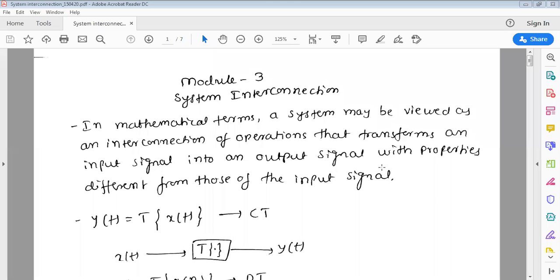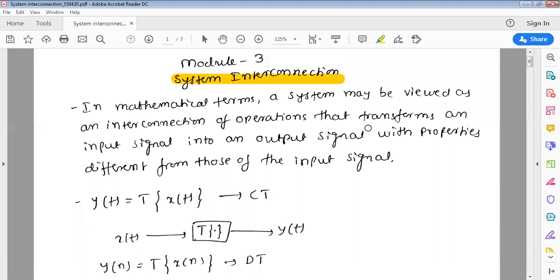Okay. Now let us start with module 3, that is system interconnection. A system is an interconnection of operations that transforms the input signal into an output signal with properties different from those of the input signal.